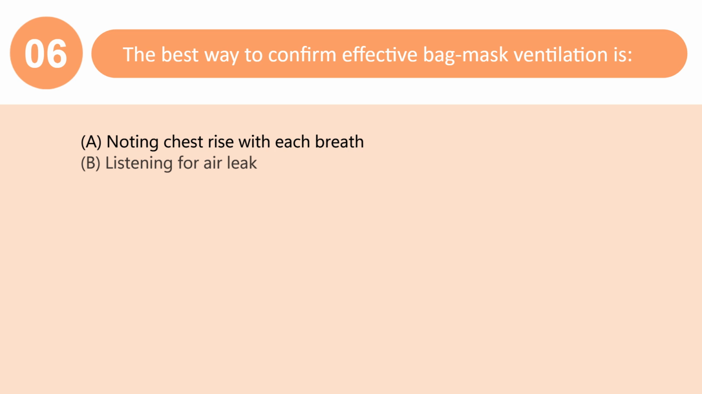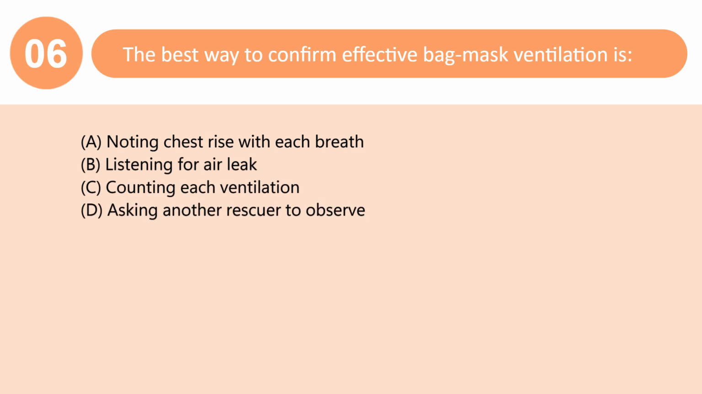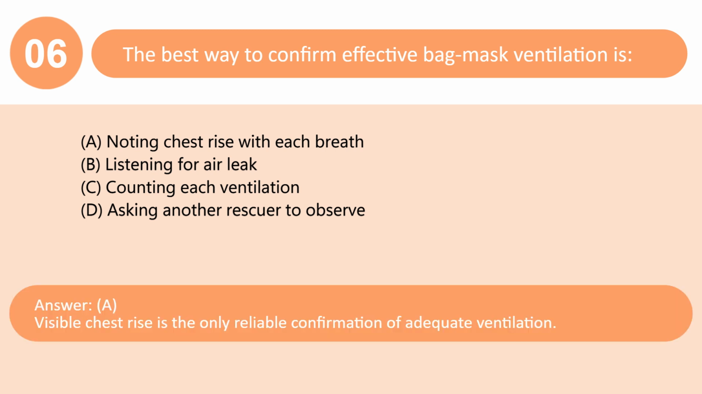The best way to confirm effective bag mask ventilation is: A. Noting chest rise with each breath. B. Listening for air leak. C. Counting each ventilation. D. Asking another rescuer to observe. Answer: A. Visible chest rise is the only reliable confirmation of adequate ventilation.